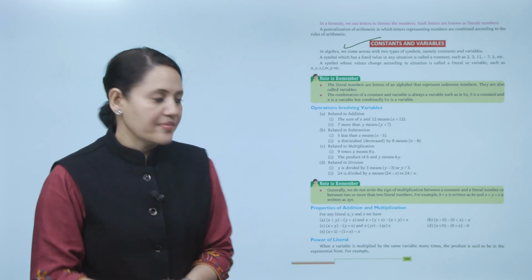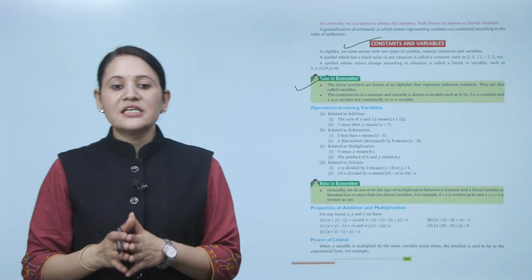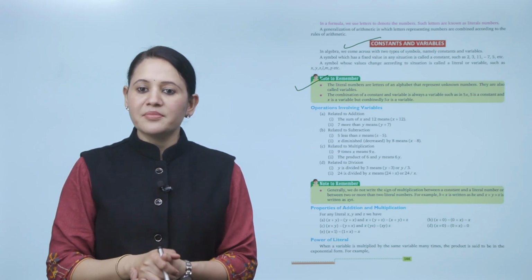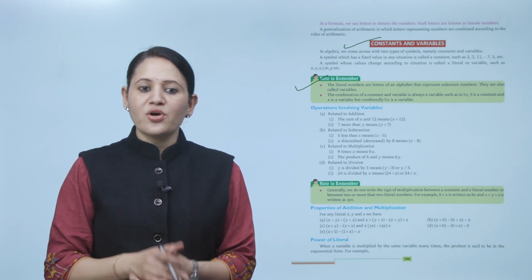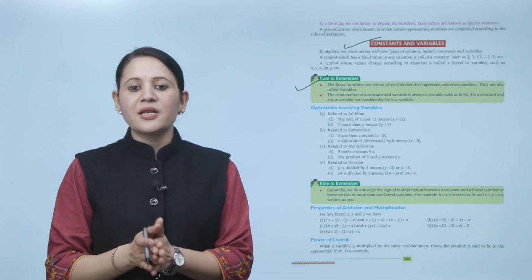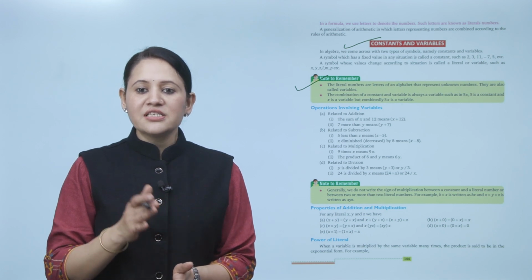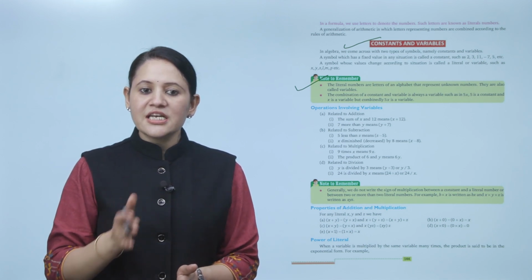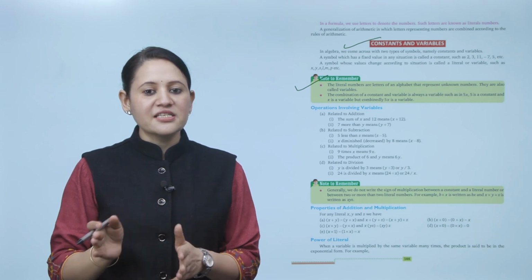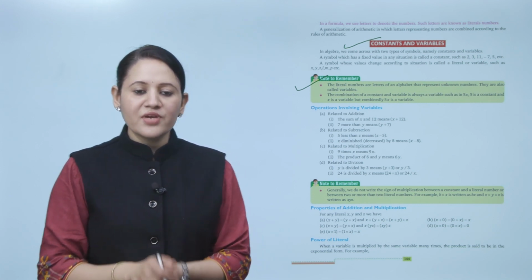Next is note to remember. The literal numbers are the letters of the alphabet that represent unknown numbers. They are also called variables. The combination of a constant and a variable is always a variable, such as in 5 into x. 5 is the constant and x is the variable here, but combinedly 5x is a variable. Clear? Next is operation involving variables.